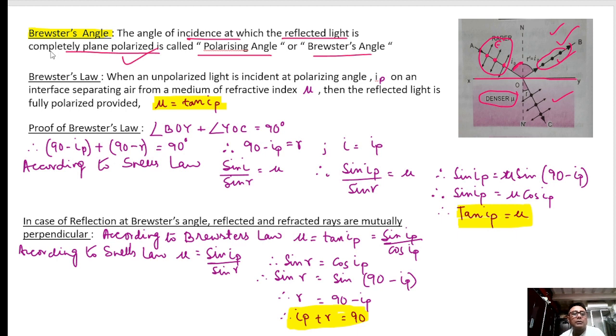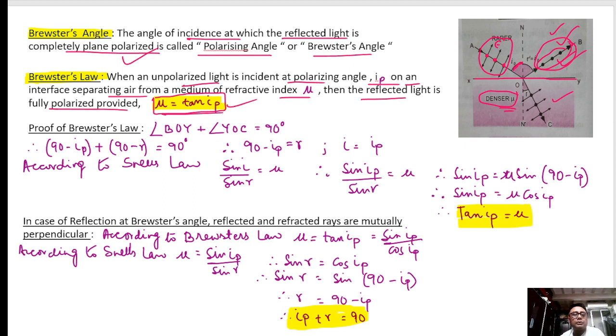Next is Brewster's law. What is Brewster's law? When unpolarized light is incident at polarizing angle IP on an interface separating air and a medium of refractive index mu, then the reflected light is fully polarized. We can write the relation mu equal to tan IP. This is Brewster's law. The relation between the refractive index and the polarizing angle is mu equal to tan IP.